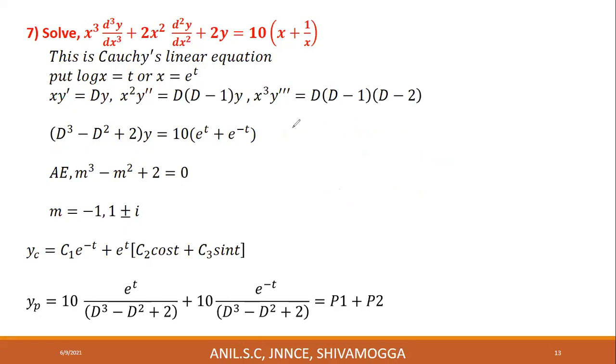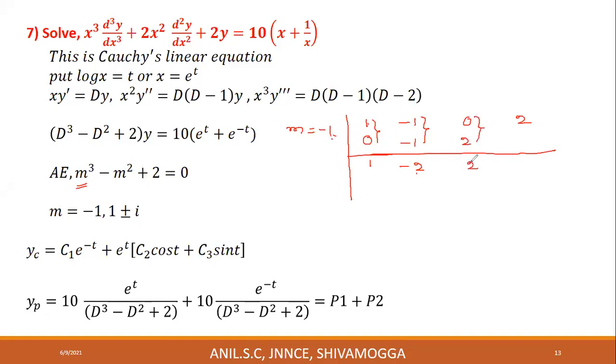Now we perform synthetic division. M is equal to minus 1 is a root by inspection method. M cube coefficient is 1. M square coefficient is minus 1. M coefficient is 0, and the constant is 2. And here in the first position, always write 0. 1 plus 0 is 1. 1 into minus 1 is minus 1. Minus 1 minus 1 is minus 2. Minus 2 into minus 1 is plus 2. 0 plus 2 is 2. 2 into minus 1 is minus 2.